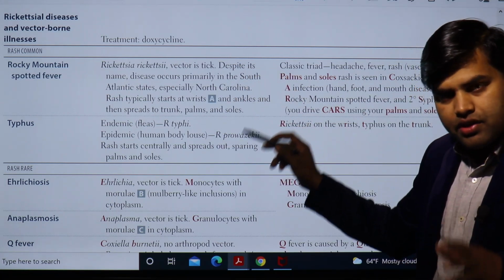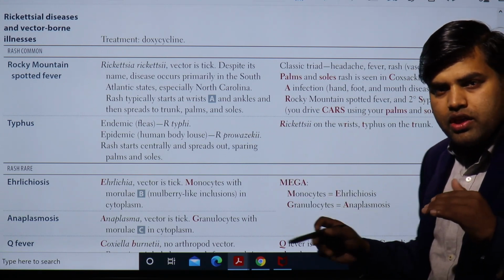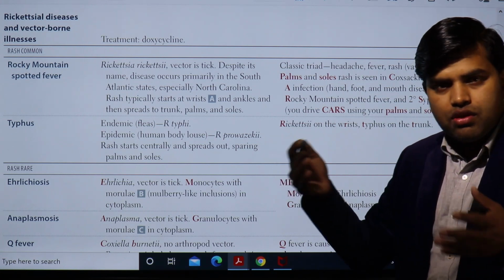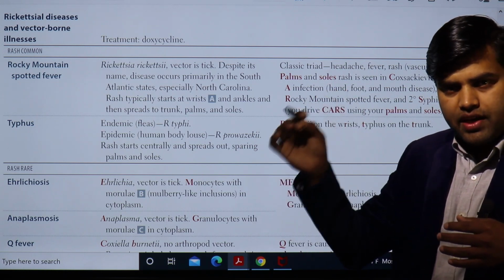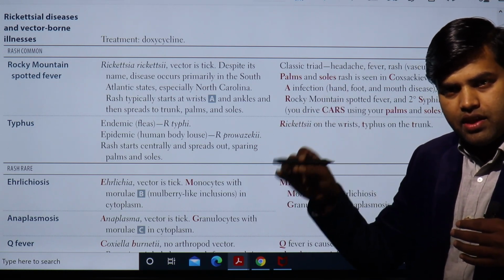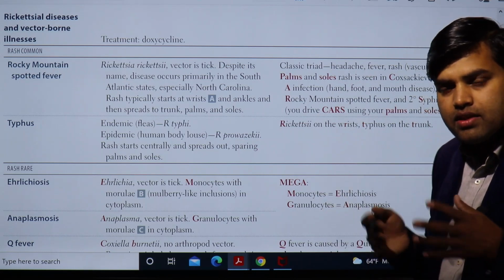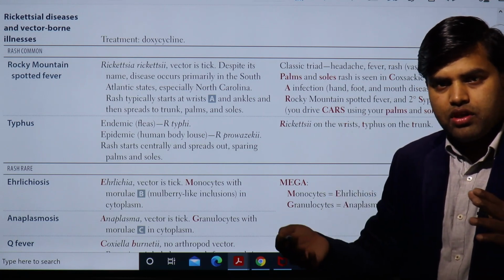Rocky Mountain spotted fever and typhus are all bacterial diseases caused by obligate intracellular bacteria, so they cannot survive outside. How will they come to us? They need somebody to carry the bacteria inside their cells and inject them into our cells, and then we get infected. So a vector is needed in every case when they transmit the disease.